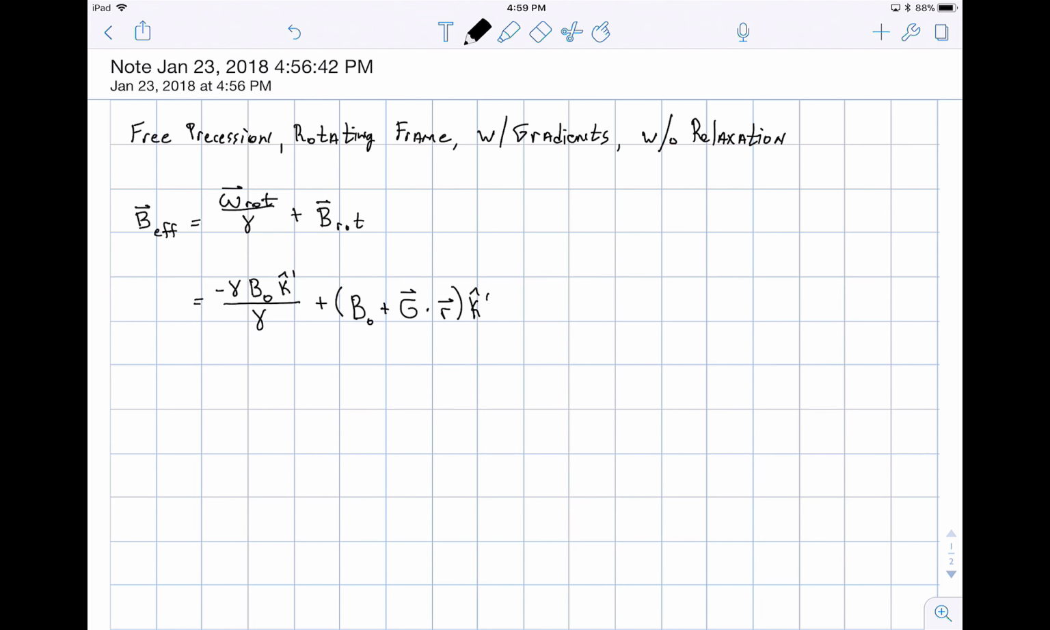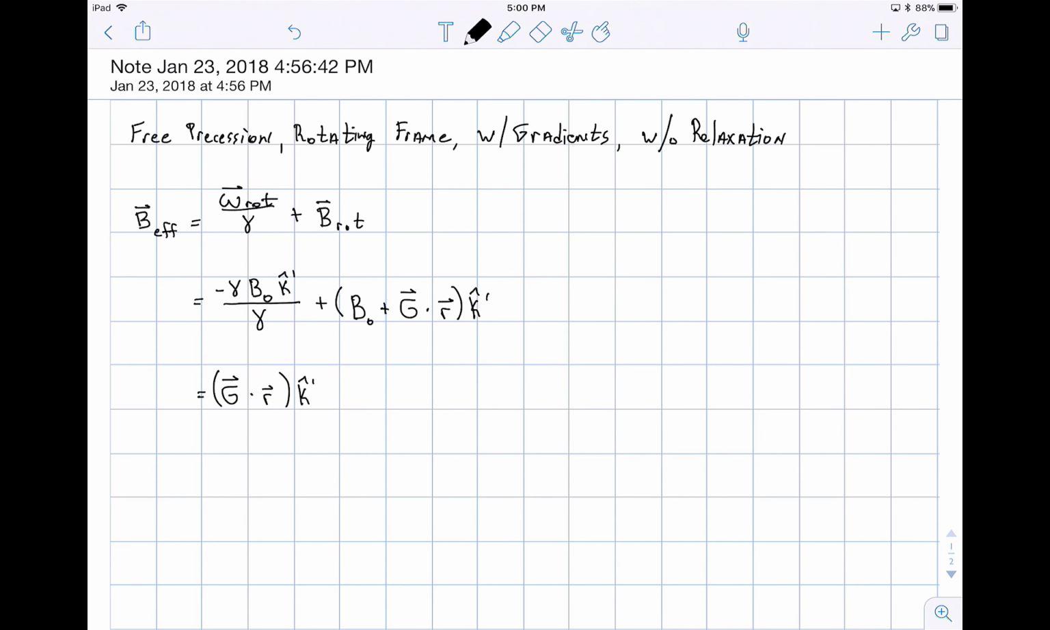So what does that mean? The B0 terms are going to drop out. That's the demodulating of the B0 precessional behavior. And so the B effective in the rotating frame is just our G vector dotted with our r vector, pointing in the k hat prime direction. Easy enough? So that's our B effective.